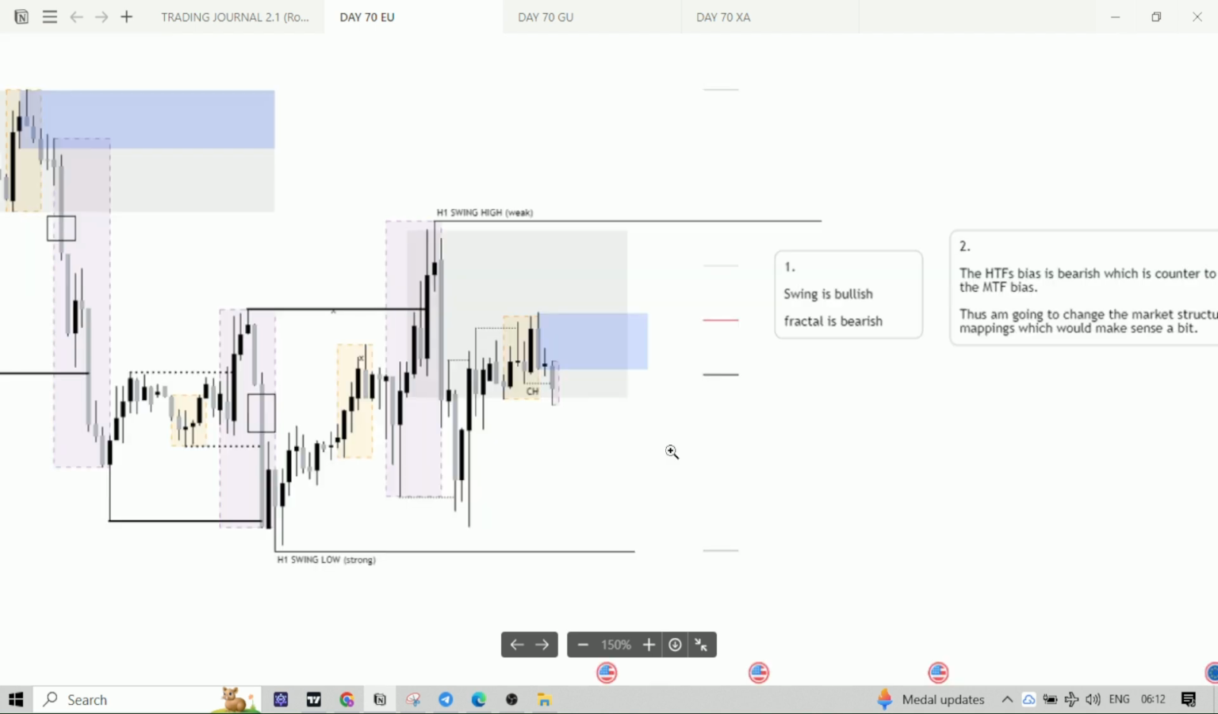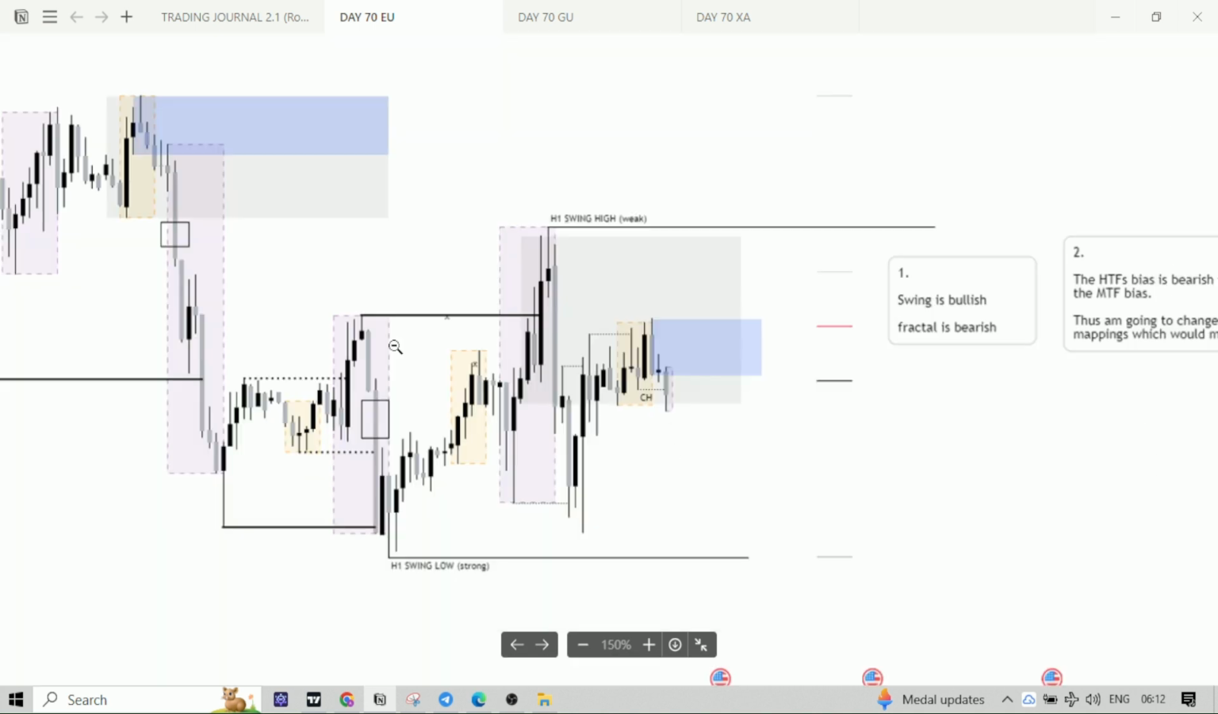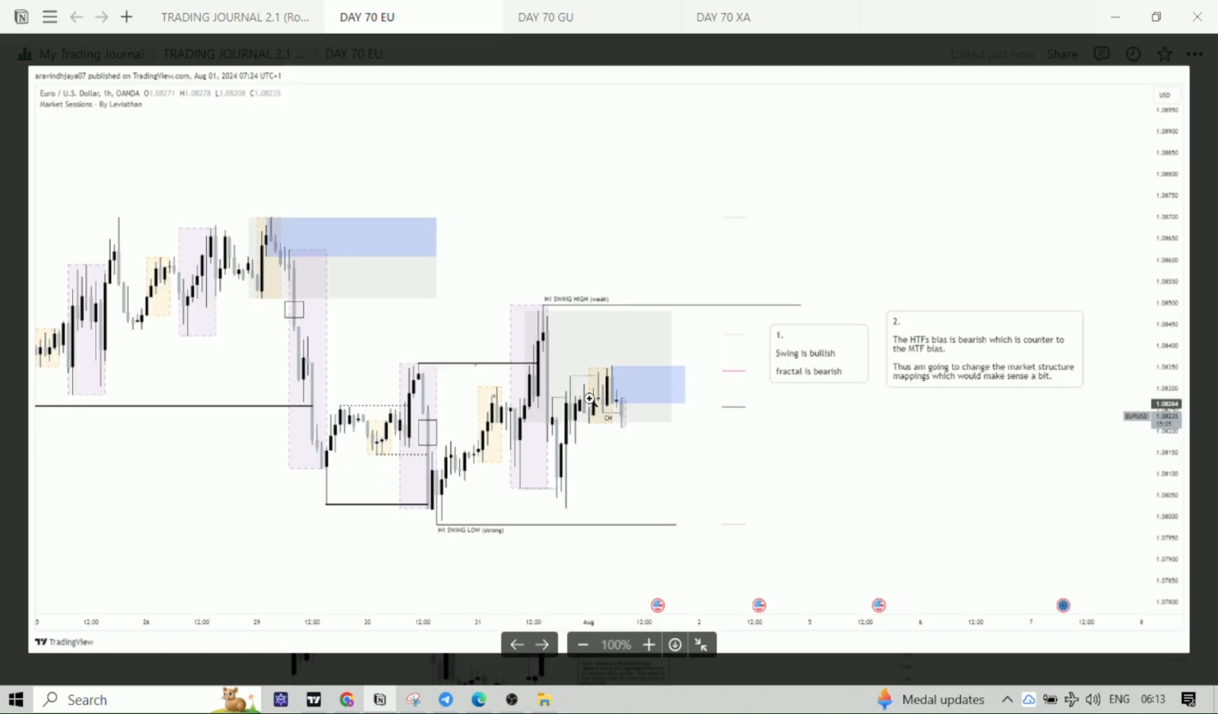So what about the H1? H1, this is the swing structure. Swing is bullish. So you can see both the daily as well as the 4-hour are suggesting that the price will come down. But if I take the swing as bullish, then I may not be able to take the bearish trades and I'll be caught on the wrong side of the market. Right. So what can I do?